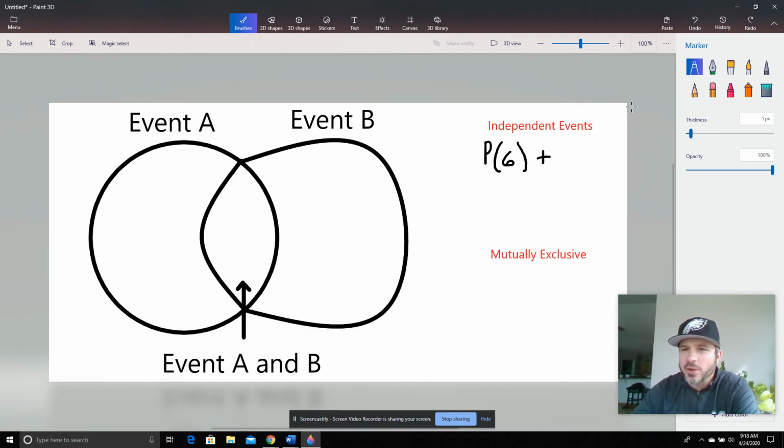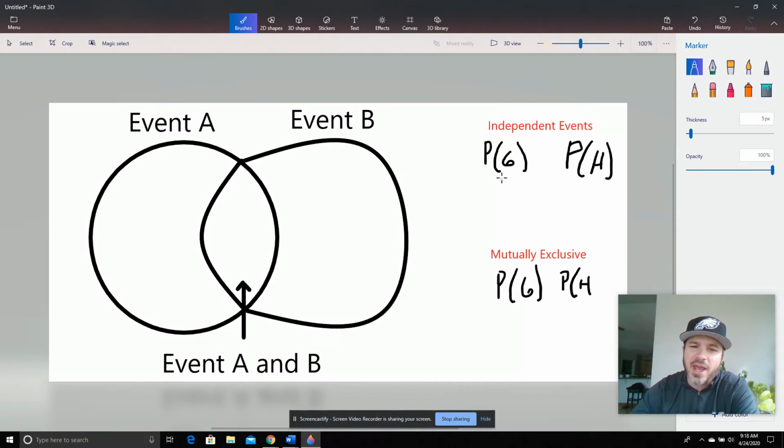I could find the probability of getting a heads on the tails. So see how these two events are totally unrelated. So they're a good example of both mutually exclusive and independent. Okay, so what's going on here?